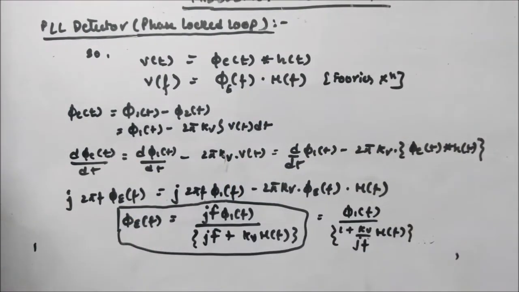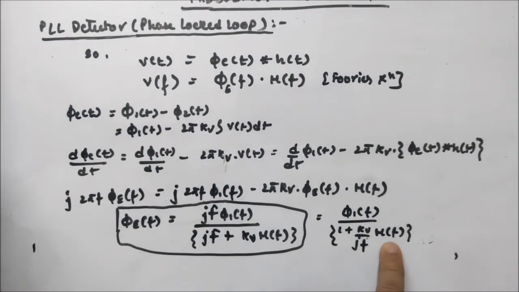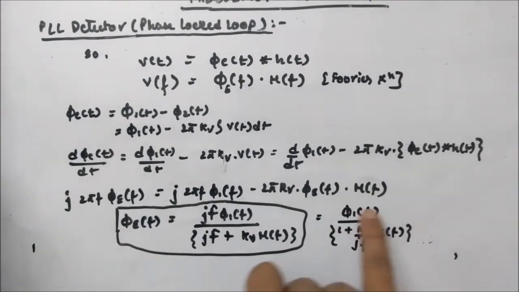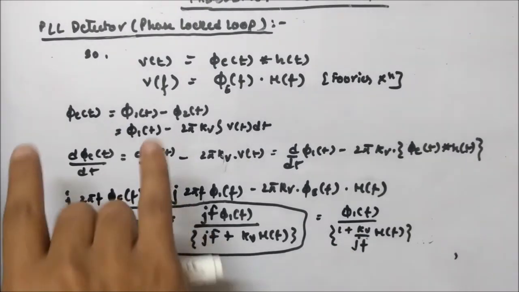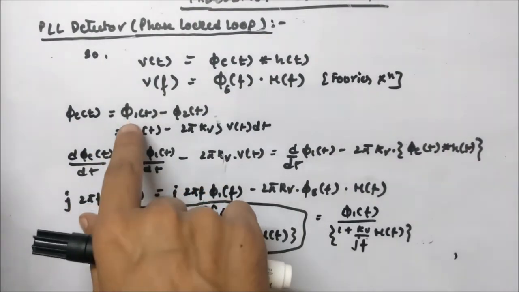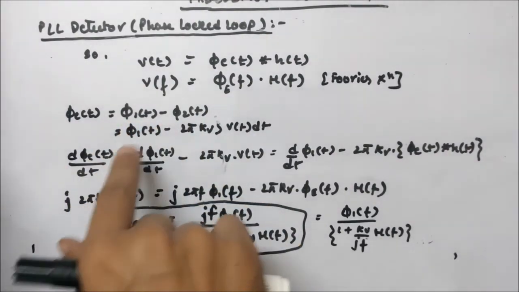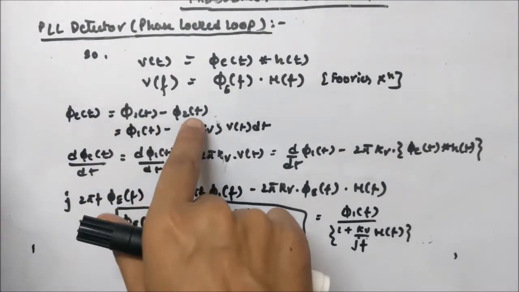Now one point we want to mention here: if the passband of H(f) is made infinite, what will happen? This term will go to infinity and the total will be 0, which means phi e(f) will be equal to 0. If you apply the Fourier transform to this equation, phi e(f) is equal to phi 1(f) minus phi 2(f). If phi e(f) becomes 0, then phi 1(f) is equal to phi 2(f).